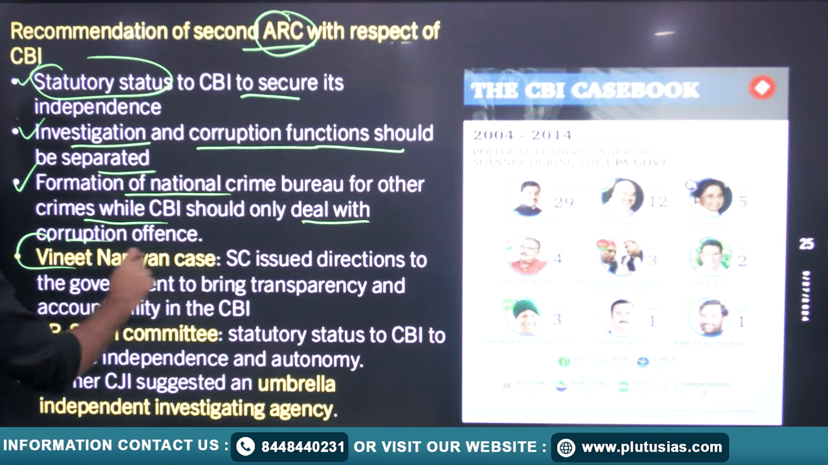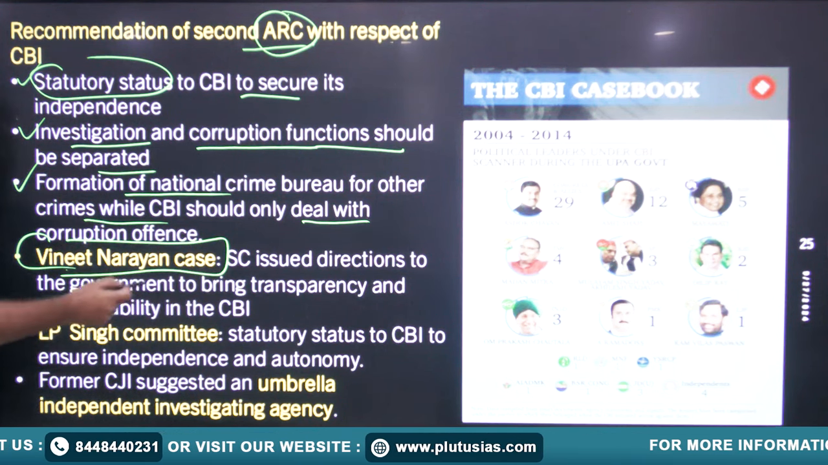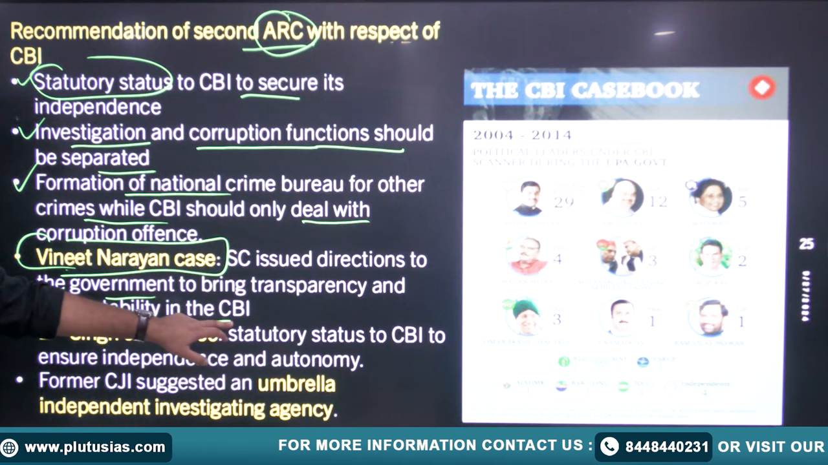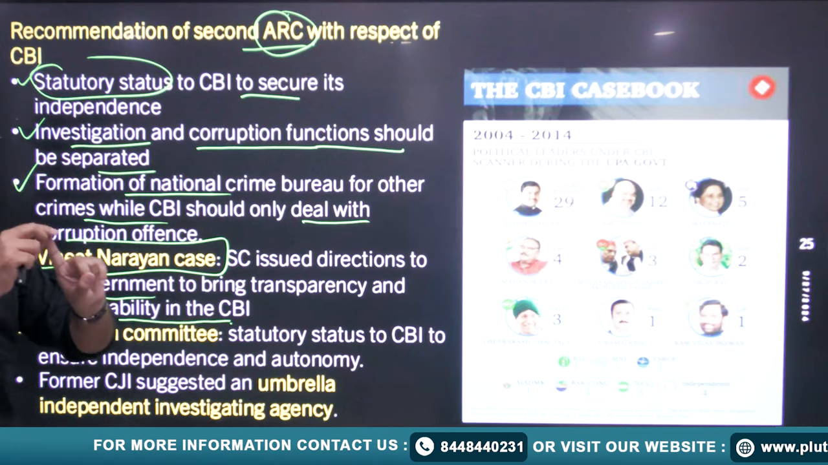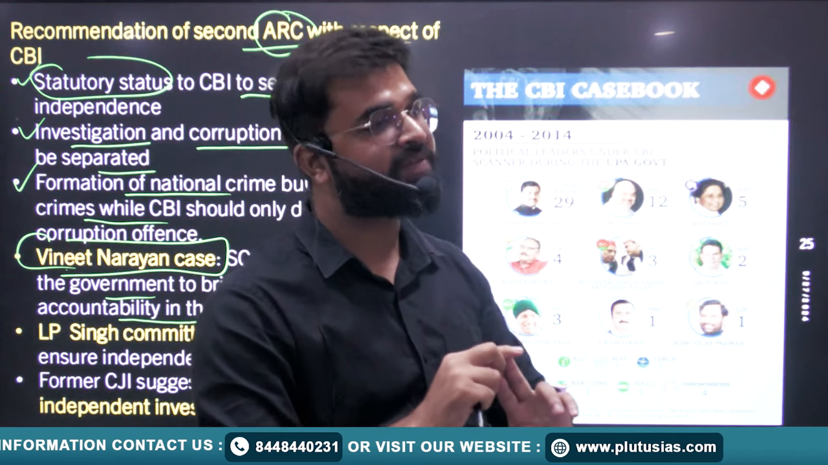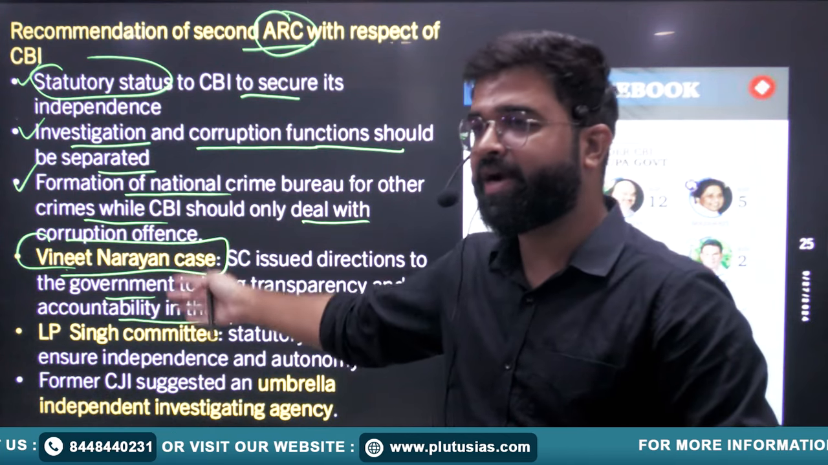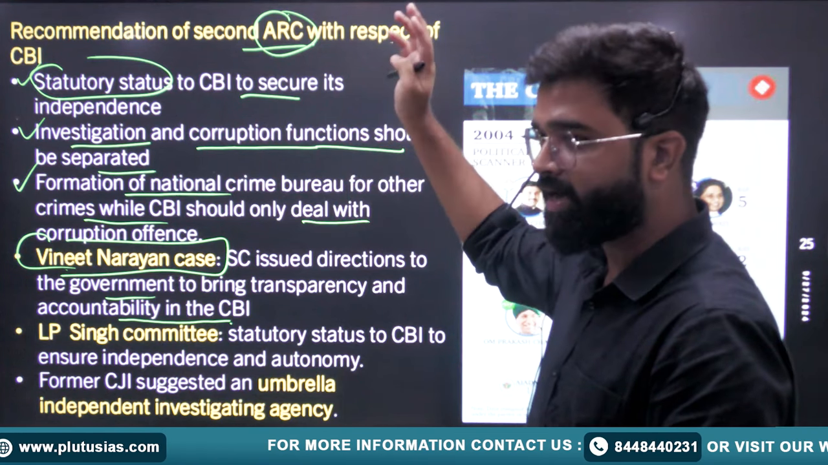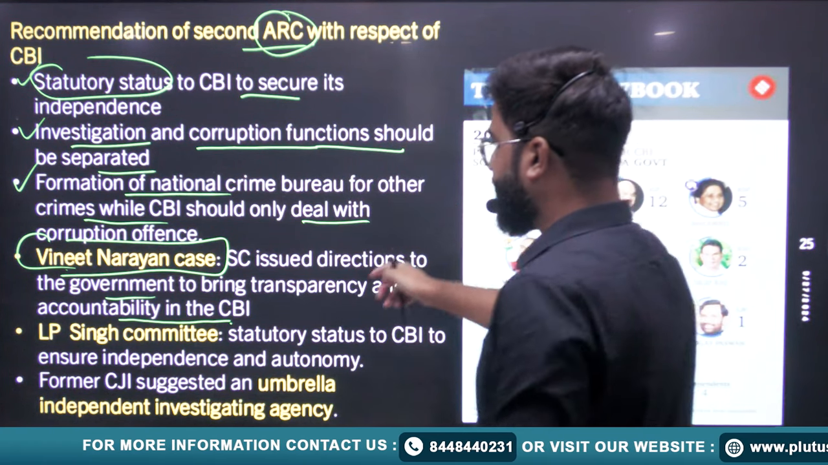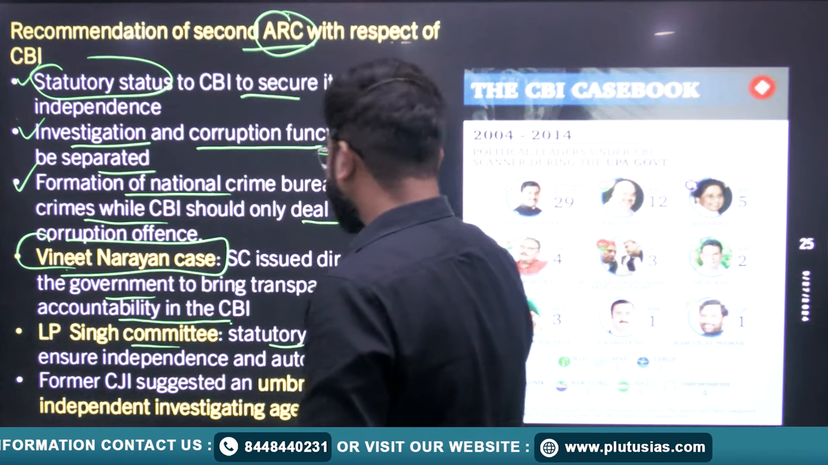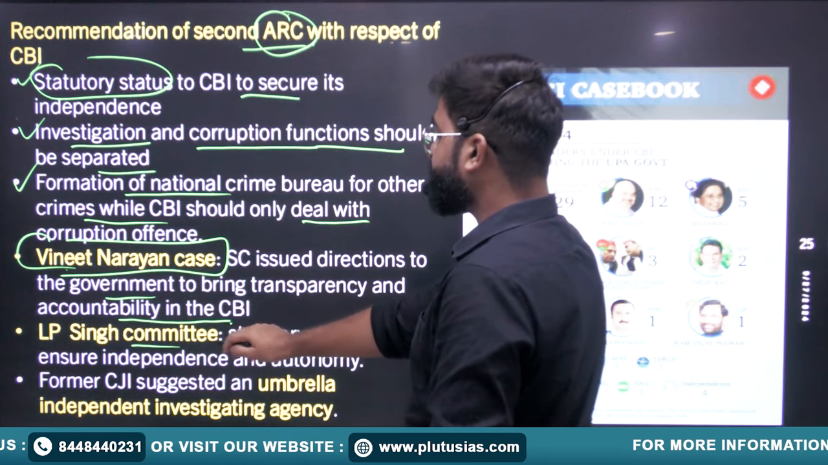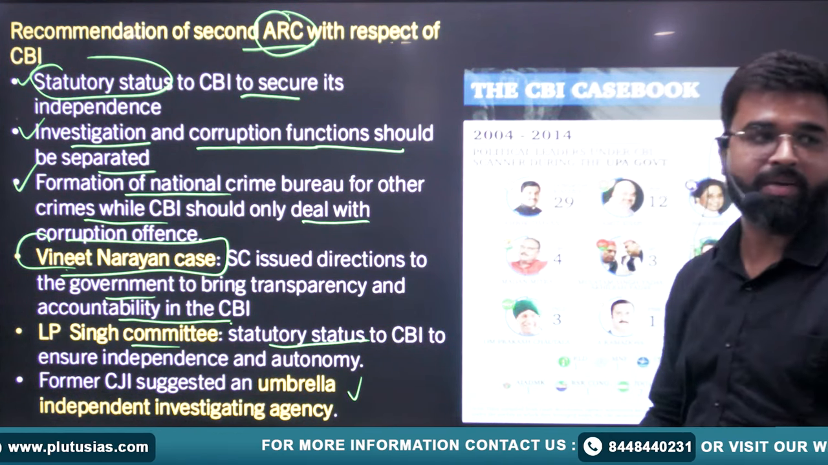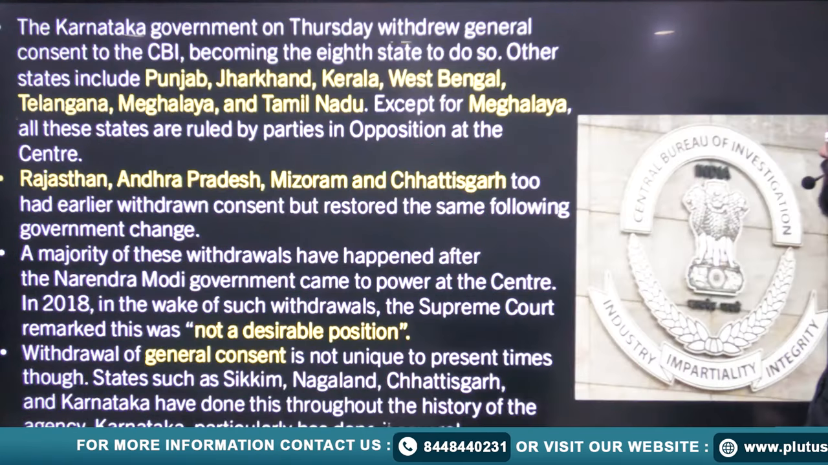The second thing is the Supreme Court judgment, Vineet Narain case. Supreme Court gave detailed guidelines to ensure transparency and accountability in the CBI. So one case is famous for CBI and CVC. That is the Vineet Narain case. Okay? CBI के लिए सिर्फ guideline है, तो वो मैंने वो सारी guideline इसी type की है, whatever is recommended by second ARC. That is why I have not given those guidelines. Then the L.P. Singh committee, statutory status to the CBI to ensure independence, and a former CJI suggested that an umbrella independent investigating agency be established. Okay, so this is all about your CBI.